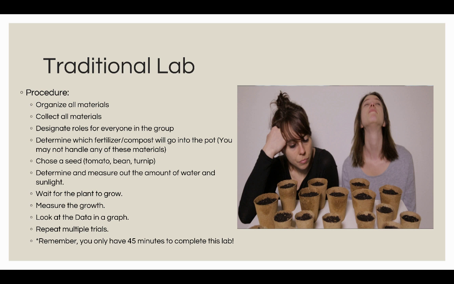You're going to determine and measure the amount of water and sunlight that your plant needs in order to grow. You need to wait for the plant to actually grow, measure the growth, and look at the data in a graph. You must repeat your trial multiple times, and you only have 45 minutes, so remember that.